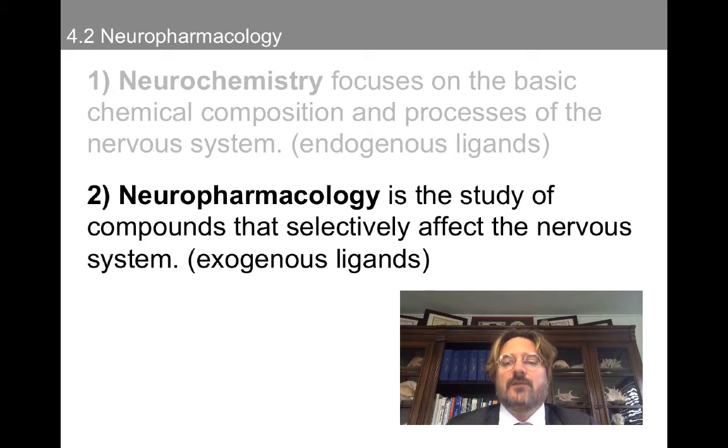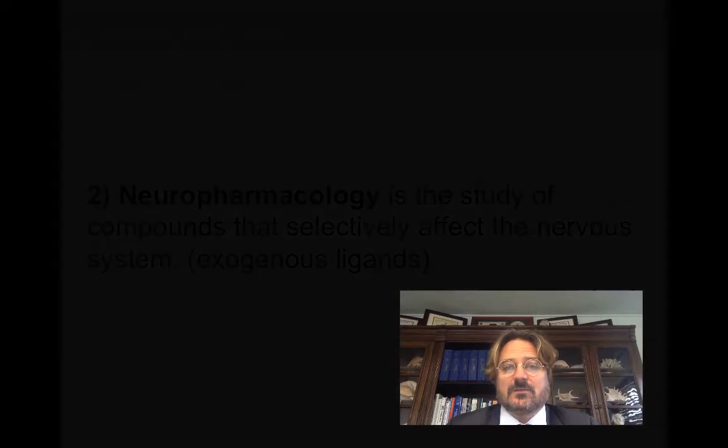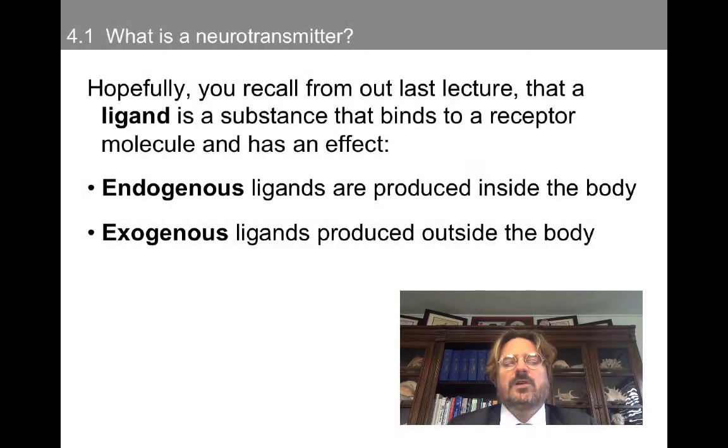We're going to focus primarily on how three different classes of exogenous ligands exert their effect to reduce anxiety, psychotic symptoms, and depressive symptoms. Hopefully you recall from our previous lectures that a ligand is a substance that binds to a receptor molecule where it exerts an effect on that receptor.